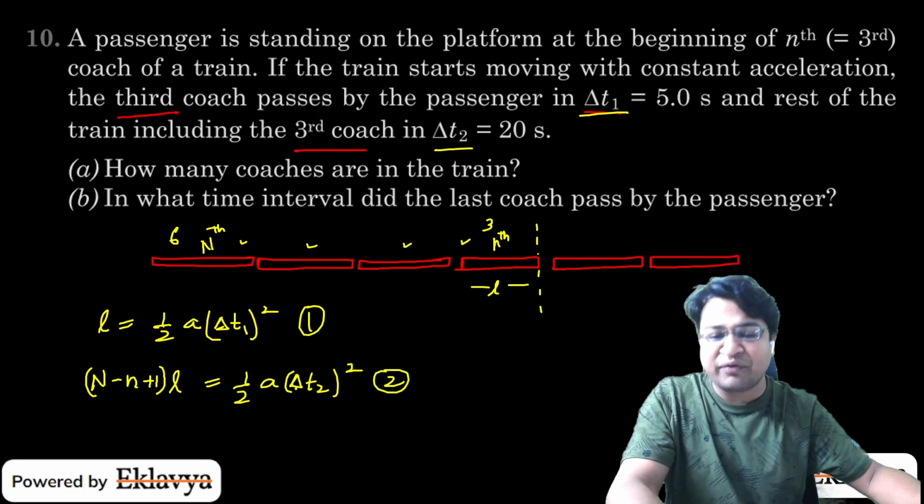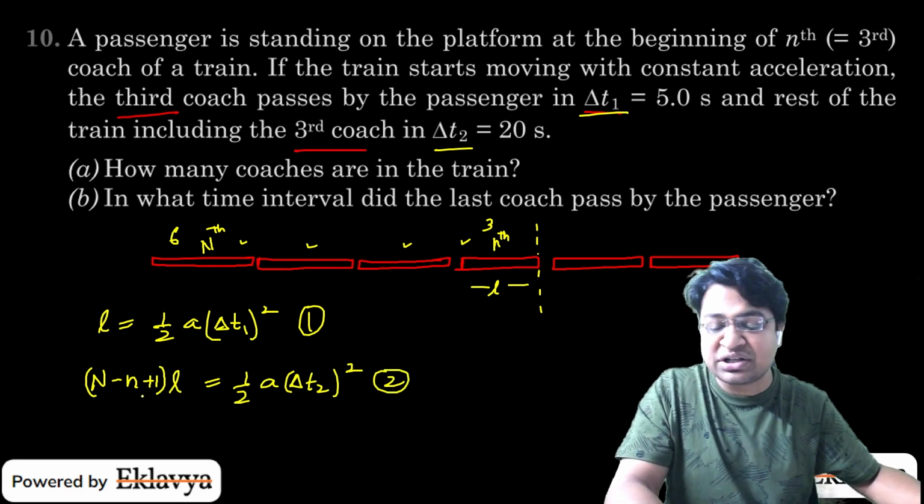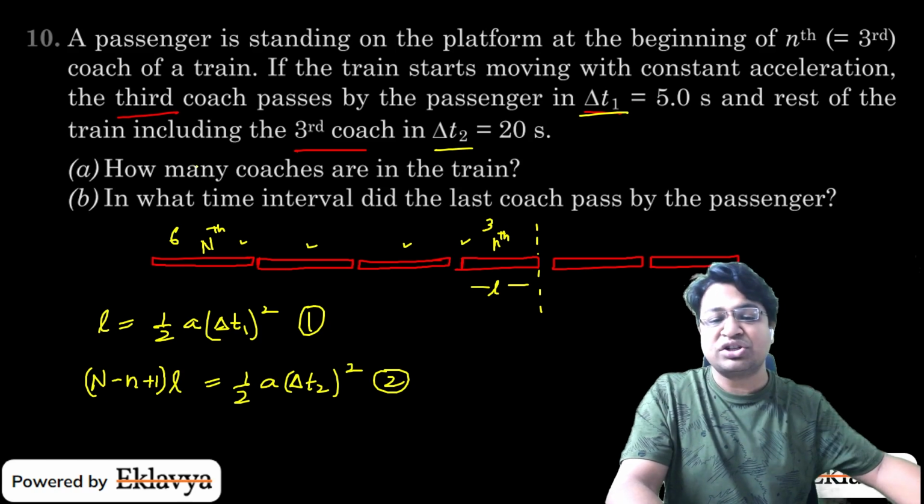So we have to find out the value of capital N. Small n is given to us as 3. So let's take the ratio of these two equations.